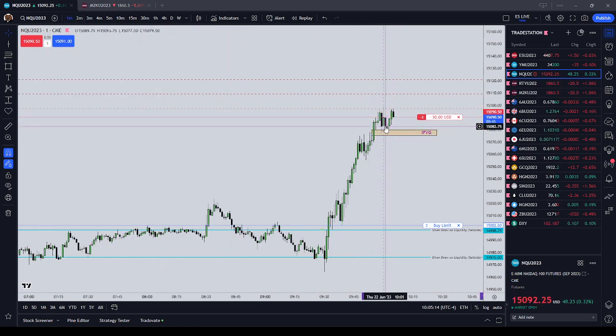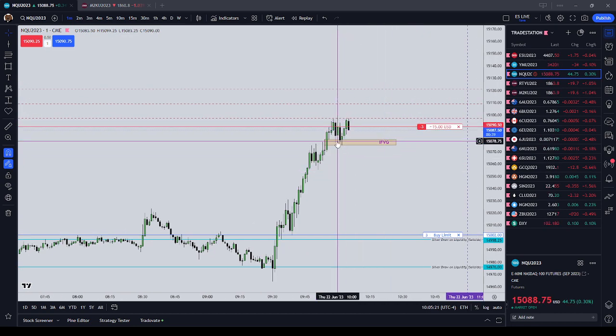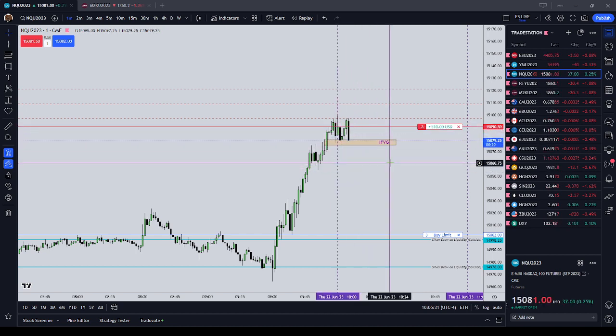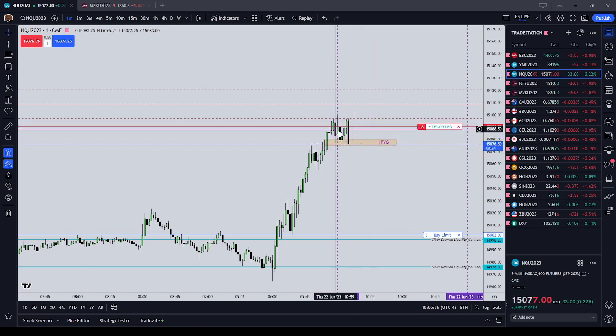So my entry was not perfect here. I saw this displacement candle right here, and I thought that that might be the trigger. So I got short at the halfway point of this candle right here. I was calling that an order block. That wasn't really an order block. But so I made a little bit of an error.